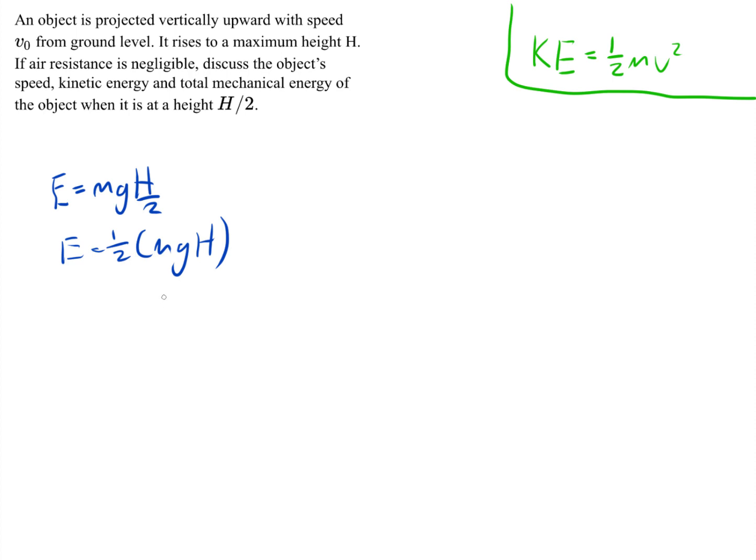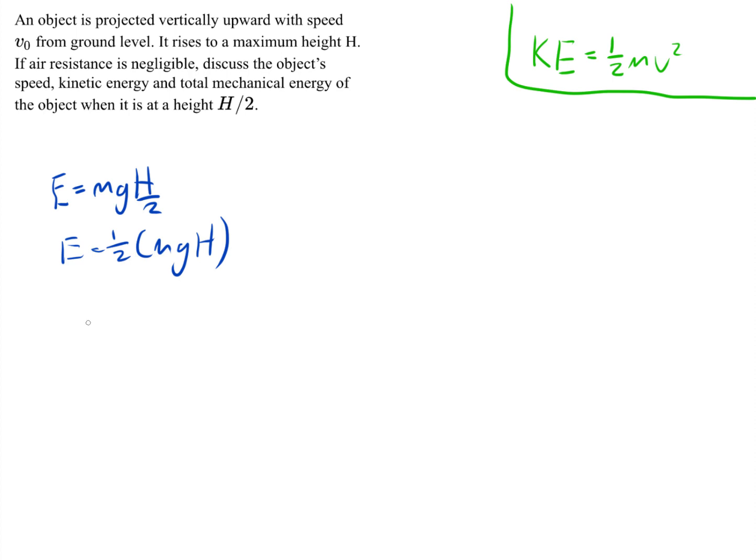And now half of it is potential energy, and the other half is still kinetic energy. As it's going up, the kinetic energy slowly gets transferred into potential energy. And so at this point, when the height is h over 2, the potential energy is equal to the kinetic energy, and they're both half of the total mechanical energy.